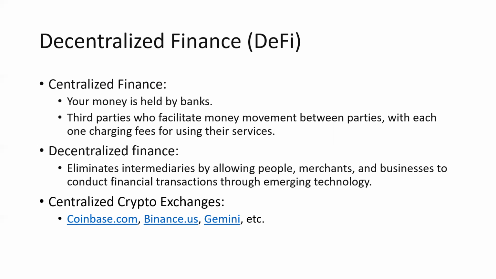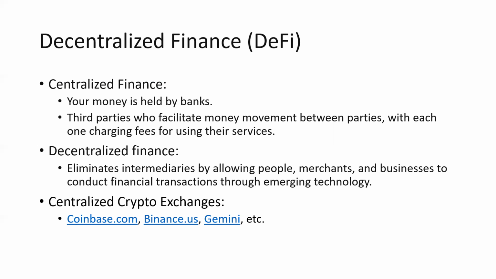For example, for a money transfer, if I want to transfer from my bank account to another person's bank account, I have several options. I can do a direct transfer for a small amount, or I can use a wire, or if it's international, it takes several days, and I also need to pay a certain amount of fee for the transfer. So these are centralized finance. So what is decentralized finance? Decentralized finance eliminates these third parties by allowing people and merchant businesses to conduct financial transactions through blockchain.